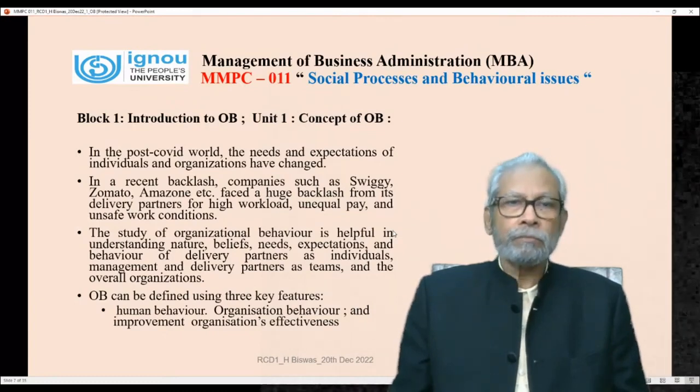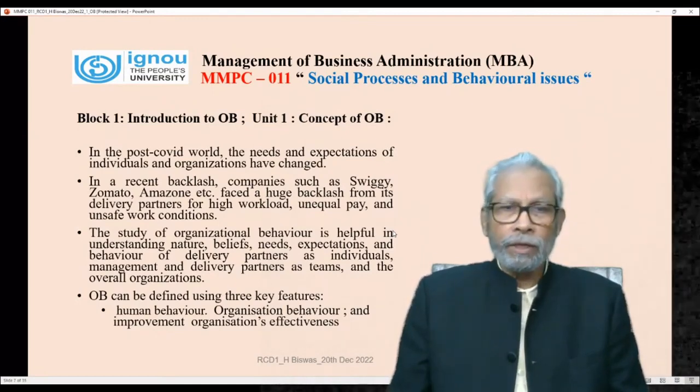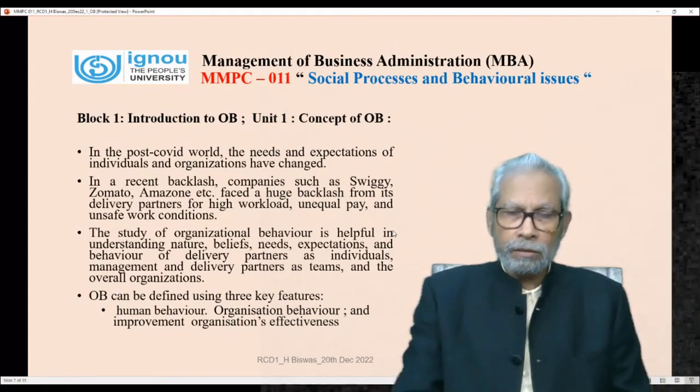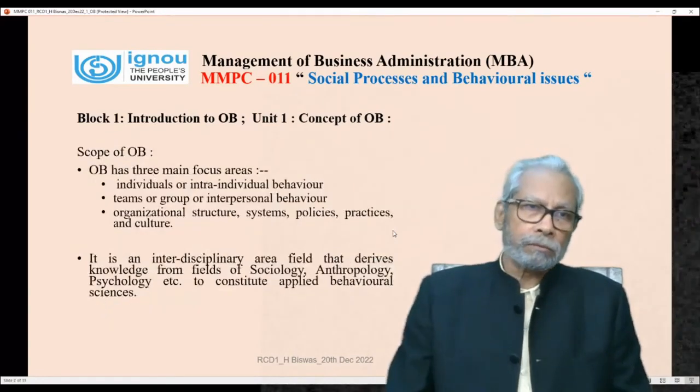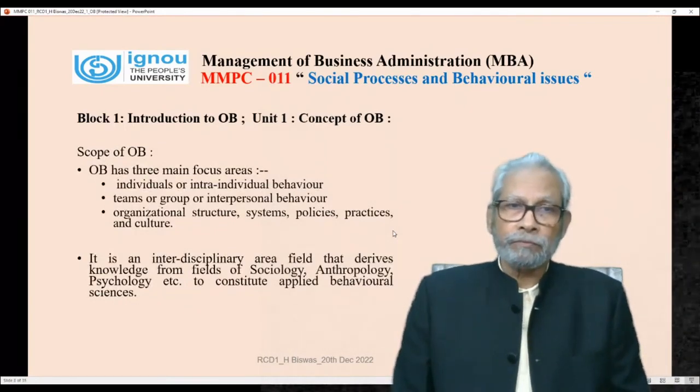So there are three keys we can see. One is human behavior, another is the organizational way, and the third is the complete improvement of the organizations. So there are three things we have to discuss. The scope of organizational behavior.